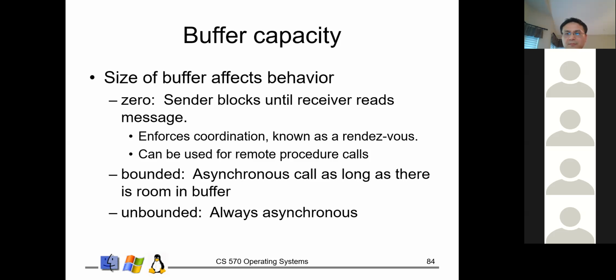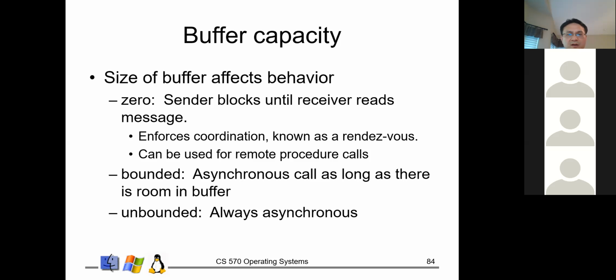No buffer between them. The sender and receiver are forced to run in lockstep, right? They have to be synchronized with each other. In a French word, that is called rendezvous. This mechanism is used for remote procedure calls. It's like a synchronous remote procedure call.